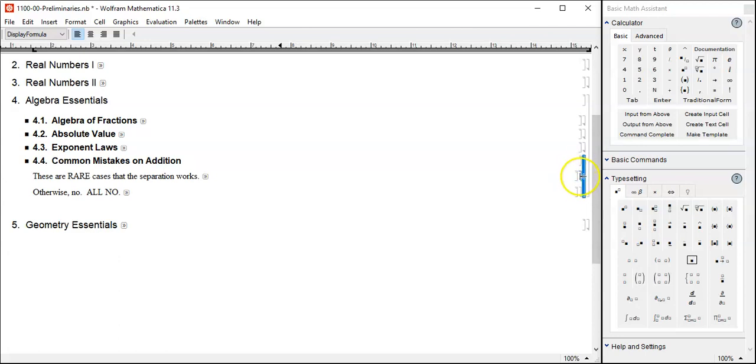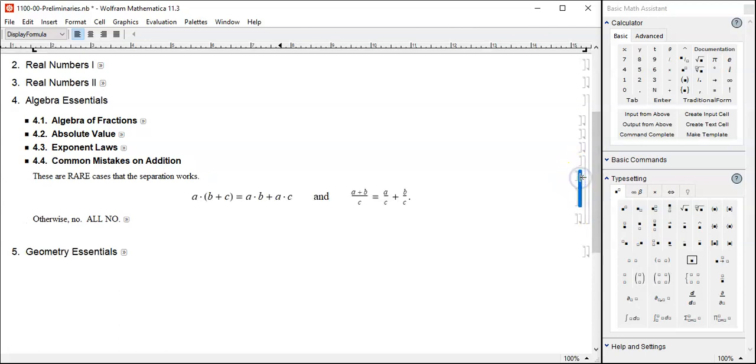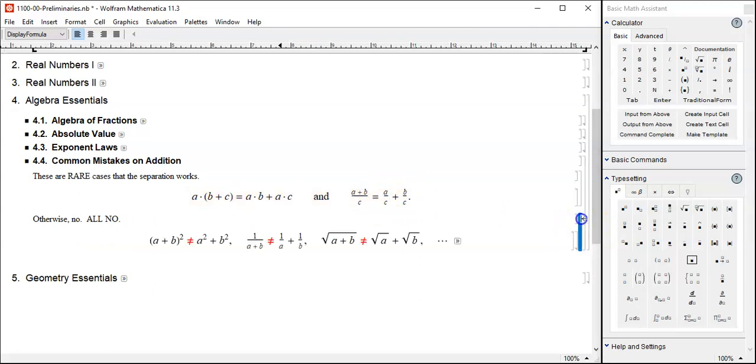All right, final topic here is to take care of some mistakes. Here we go. These are rare cases that the separation works. Separating addition, okay, this is just distributive law. And separating the numerator, okay, that too works. But then again, all these are no's. No, no, and many more no's. No, no, no, no, no.